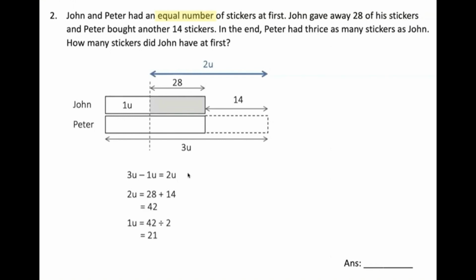Make it a habit. Every time you get 1 unit, read the question again. How many stickers did John have at first? So the question is asking about John at first, meaning this entire bar, all right? Which is 1 unit plus the shaded portion, 28. So it's 1 unit, 21, plus 28, 49. Okay? Now, question number 3.